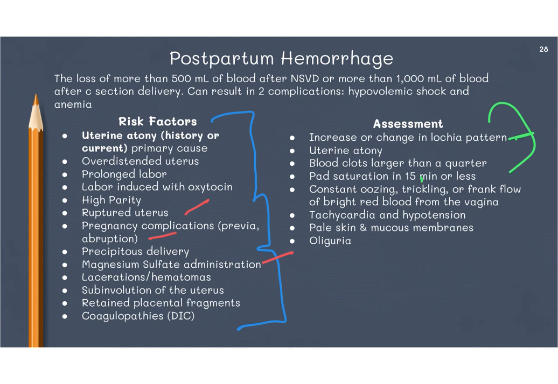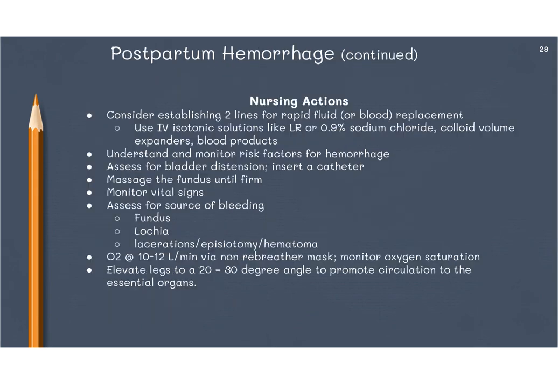Constant trickling or frank blood flow coming out of the vagina. We already talked about that and why that is an issue with postpartum hemorrhage. So you understand the risk factors. We know what your assessment's going to be. Now, what are you going to do about it, right? Keep in mind your nursing process, right? You have to have an assessment before you understand what's going on.